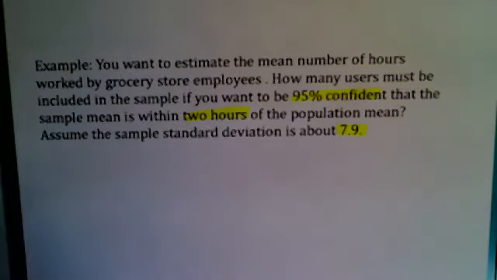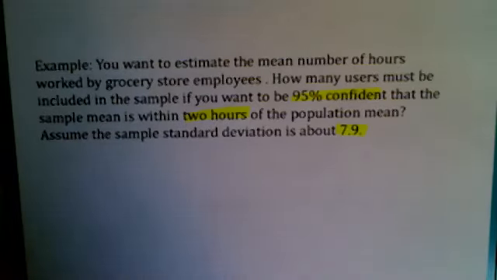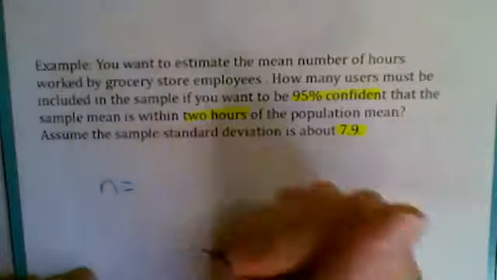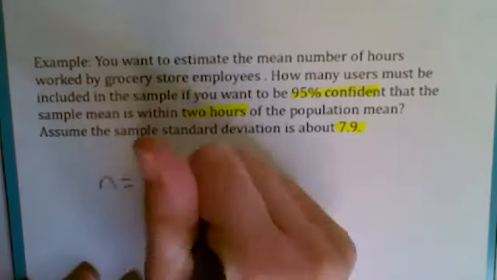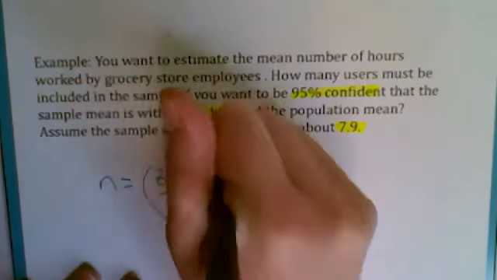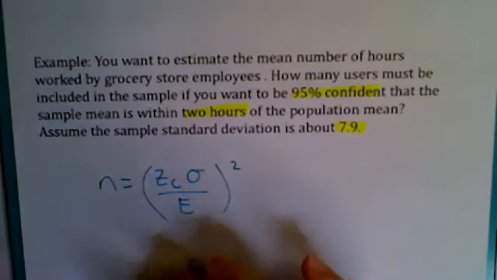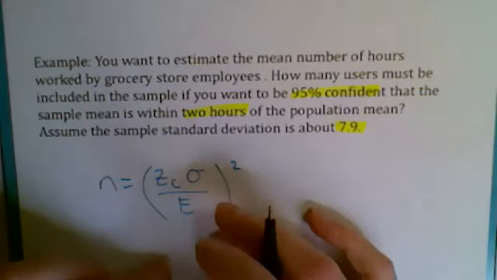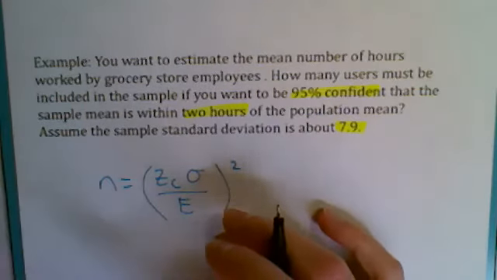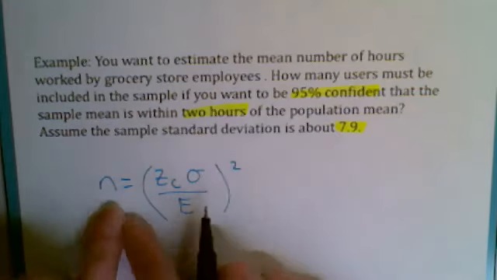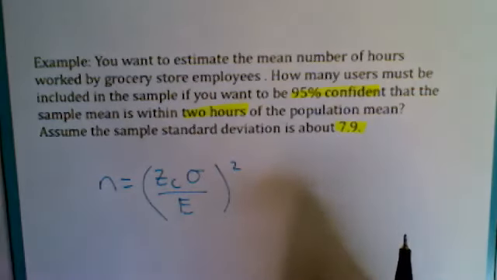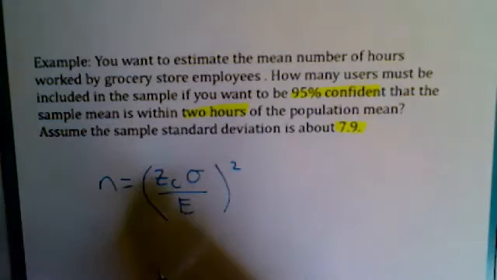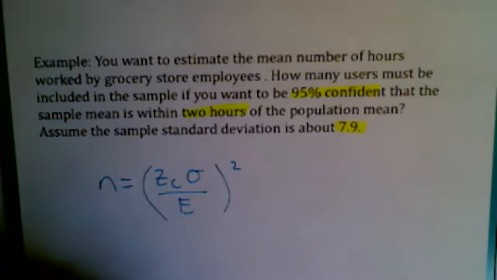So we have N equals z-score times sigma over E, squared. Essentially, this formula is the previous formula that we were using, just rearranged for N instead. So they did all the work for you. You don't have to rearrange the other one. Okay, so let's see what we have.